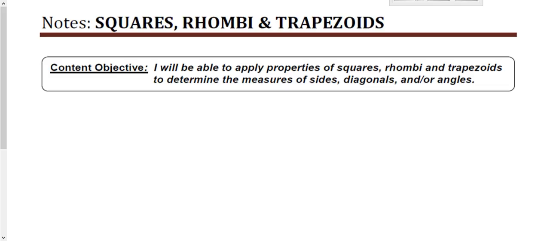In this lesson we're going to look at the properties of squares, rhombi, and trapezoids. We'll be cutting this lesson up into a few pieces and maybe even doing a little project with a foldable to do some notes for us. You'll be able to apply properties of squares, rhombi, and trapezoids to determine the measure of sides, diagonals, and angles in the figures.